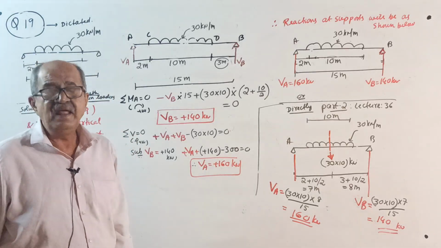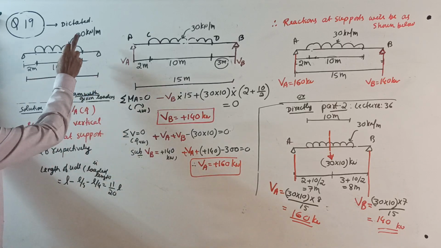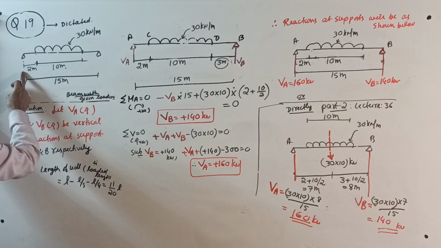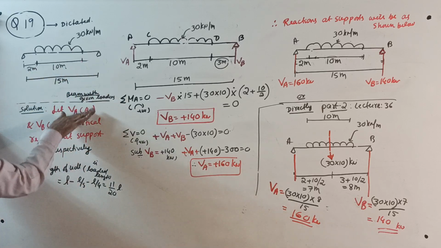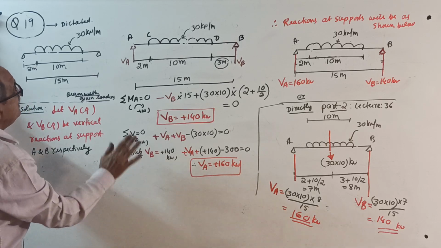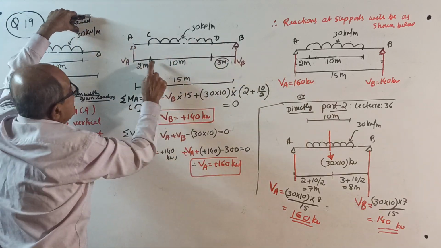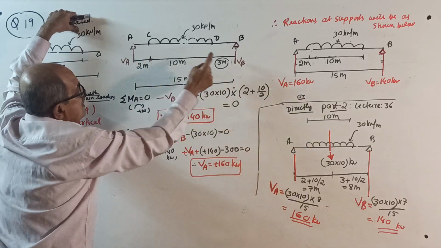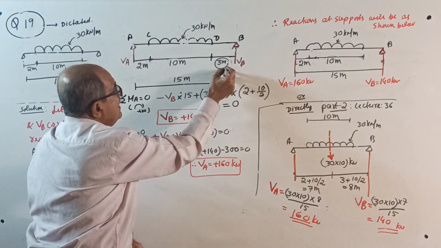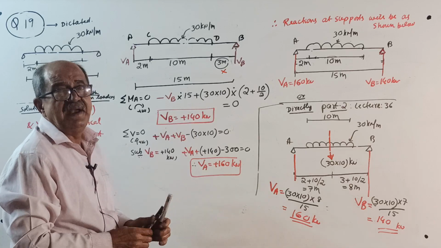I already dictated. If you want it once again: a simply supported beam of span 15 meter loaded by UDL of 30 kN per meter, 10 meter long, starting at 2 meter from left end. Okay, usual story. Put a neat sketch. VA, VB. 30 kN per meter for 10 meter. This is 2. Actually, this distance is not required right now, but still write what is there. From 15, subtract these 2, you get 3 meter.